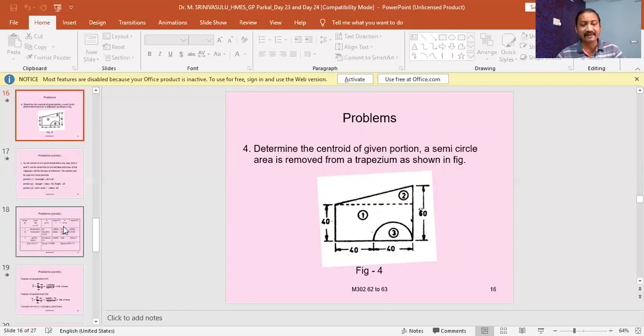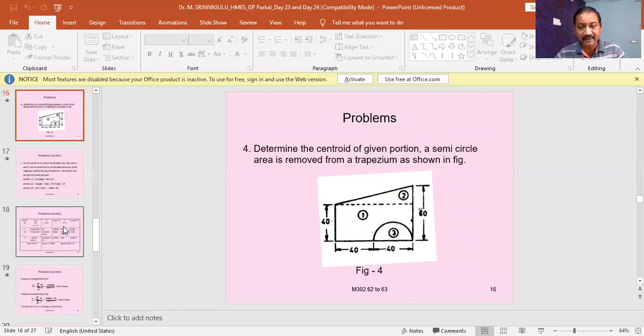Now this is the figure you can write. This trapezium has a base of 80 millimeters, one side is 40 millimeters, the other side is 60 millimeters, and a semicircle is cut from the trapezium at the right bottom corner, having a diameter of 40 millimeters.